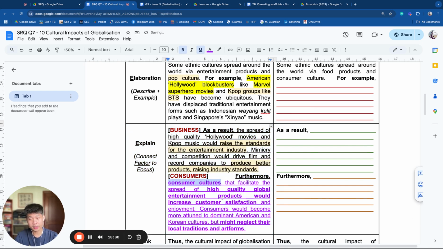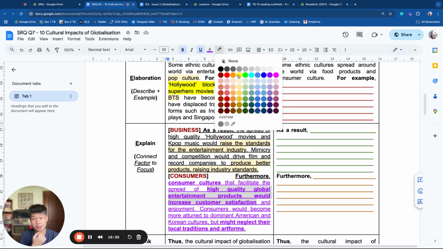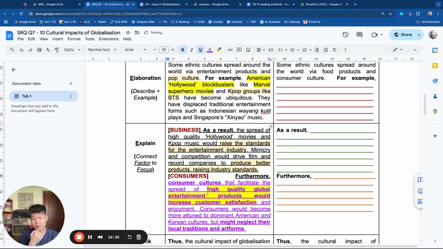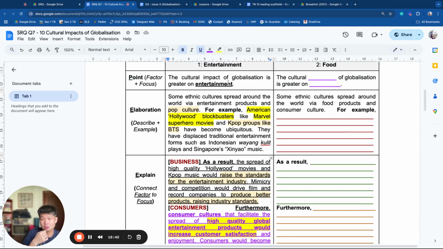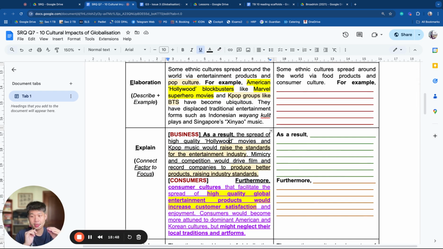Okay, I think that these would be good arguments that look at two different angles: how businesses are affected, how consumers are affected. And I thought of these two angles because I'm trying to look at how globalization, the cultural impact of globalization, changes entertainment. Okay, I'm gonna move on quickly and wrap up.